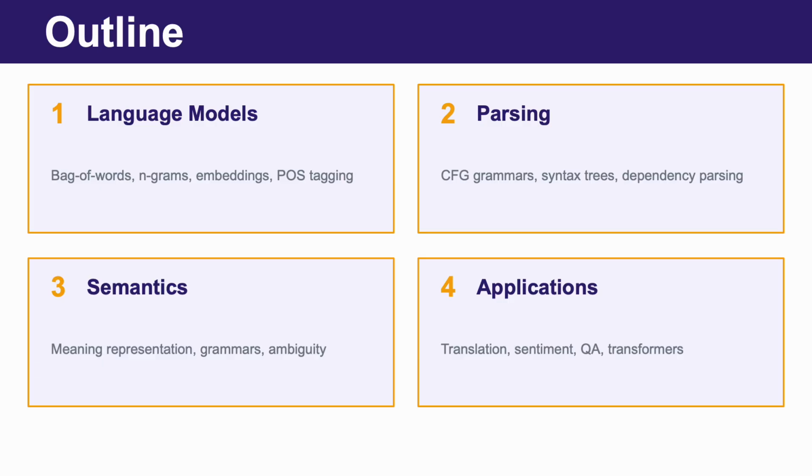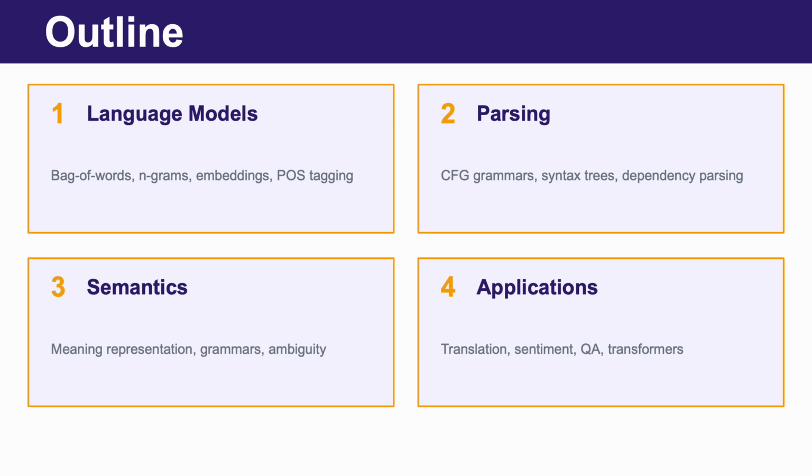So the NLP, or natural language processing, is a branch of artificial intelligence that teaches computers to read, understand, and generate human language. It sits at the intersection of linguistics, computer science, and machine learning, and it powers many tools people use every day without realizing it.